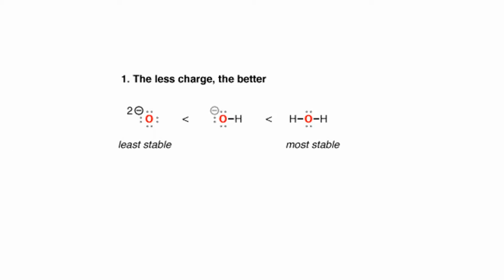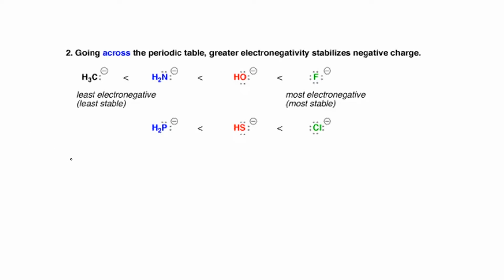Let's see another factor. As you know, when you go across the period from left to right, the size decreases. It means when the size decreases, the electronegative character increases. So the more electronegative atom is capable of carrying the negative charge better. So the one which is more electronegative will carry the negative charge better, and that particular atom will be more stable. So let's see the example.